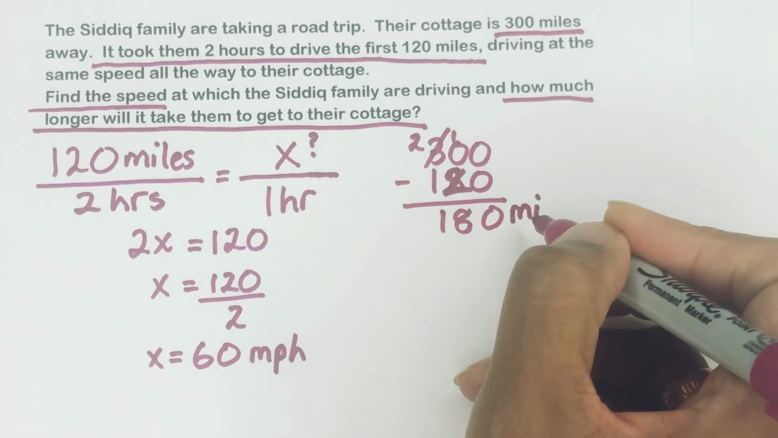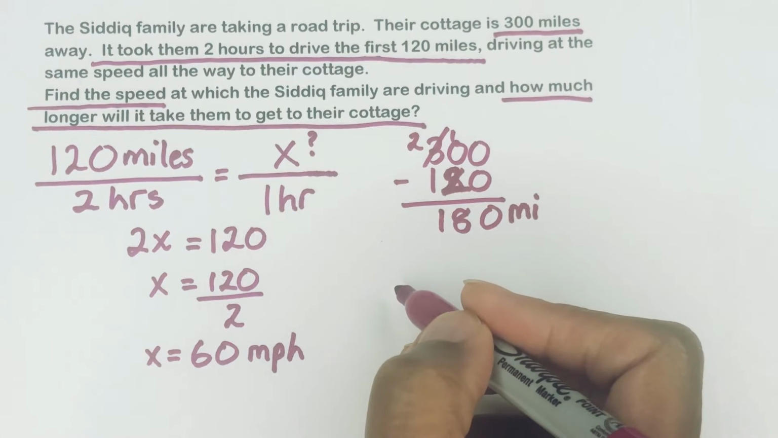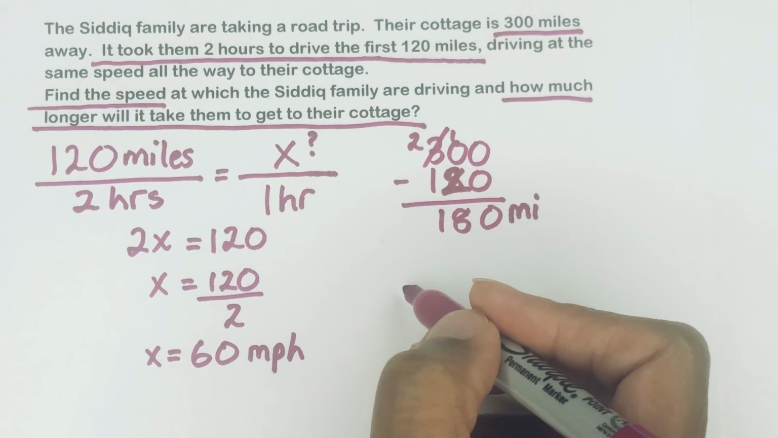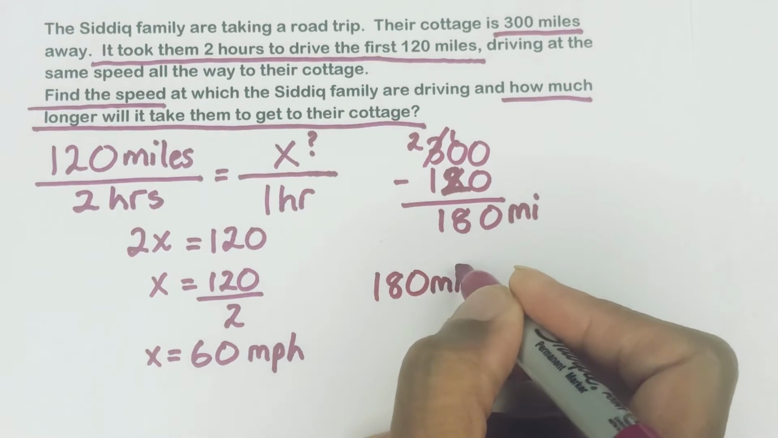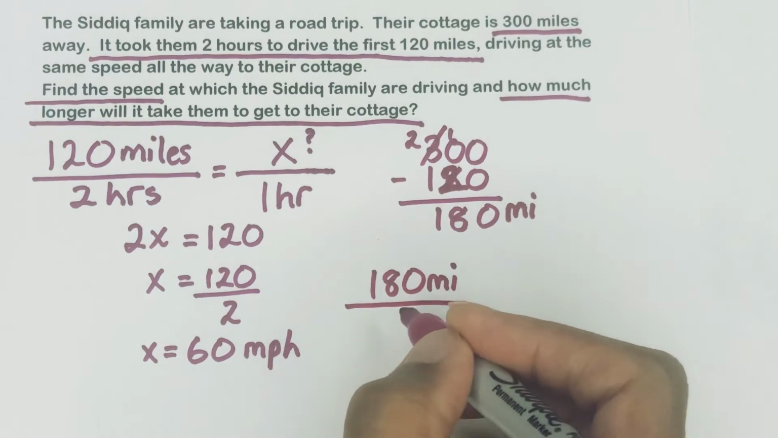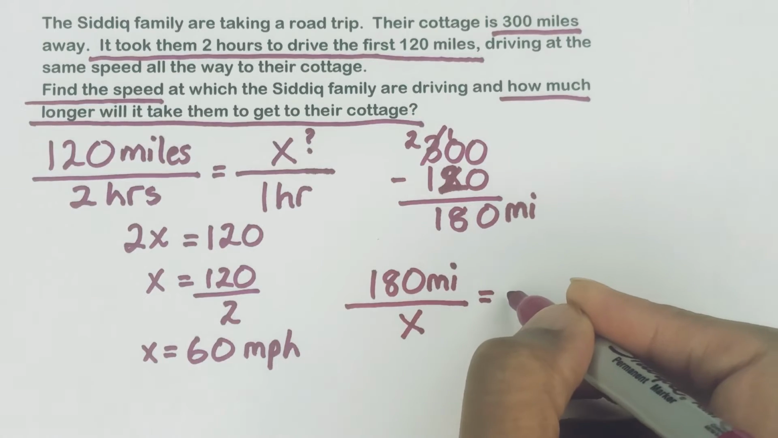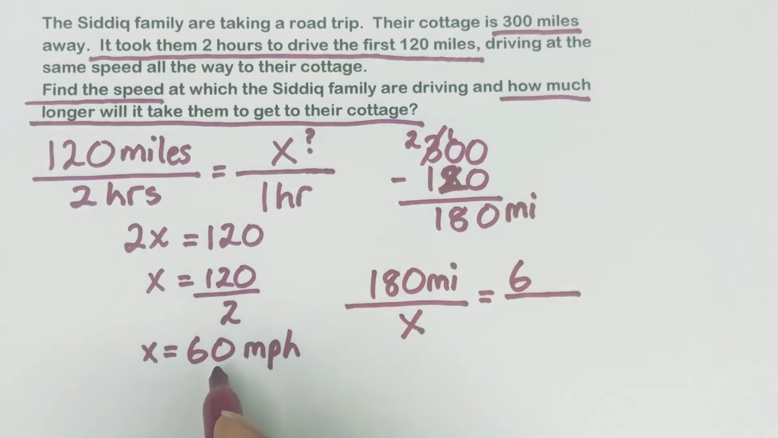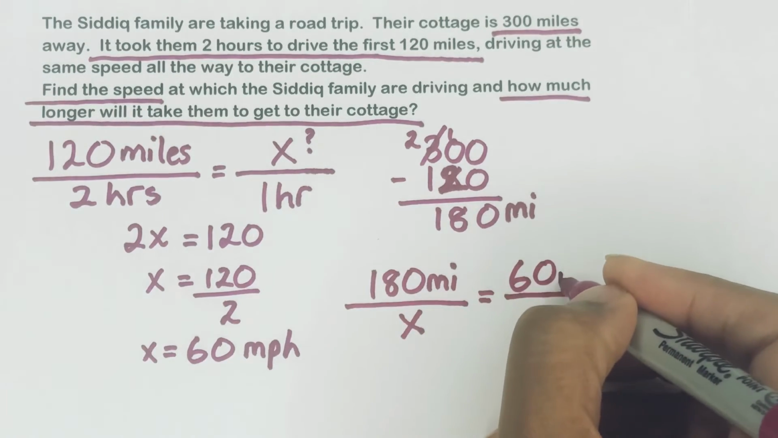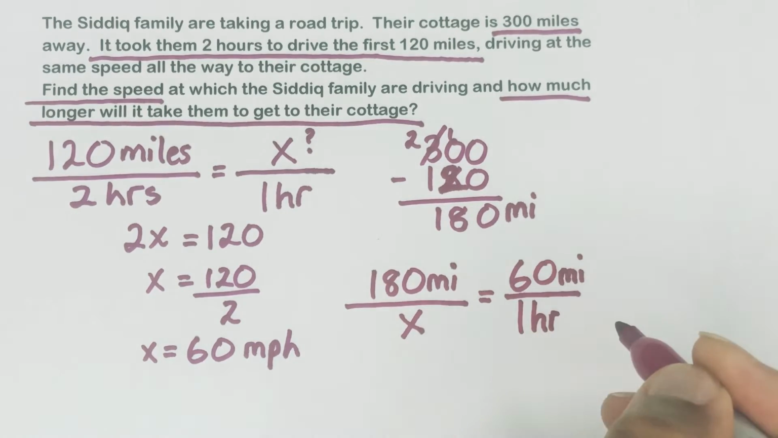What do we do with that 180? What we have to do now is set up another proportion. In this proportion, we want to see how many hours it will take them to get to the cabin. So we have 180 miles. We don't know how long, so that's why the x now goes at the bottom here. On the other side of the proportion, remember, if miles is over here, we have to put the miles over here, and we already found out that it was 60 miles in 1 hour.